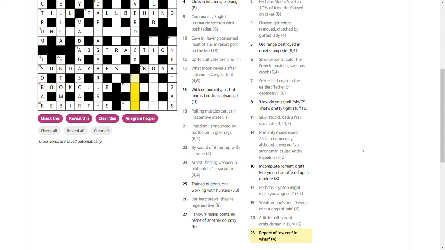Wharf can be a dock or a pier. I don't think of that... Trained gundog. One working with hunters. Now, if there was ever an obvious anagram, gun dog, yeah.